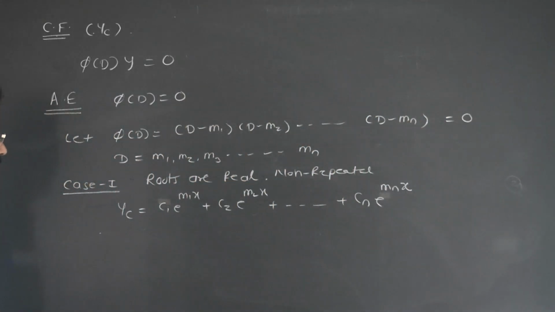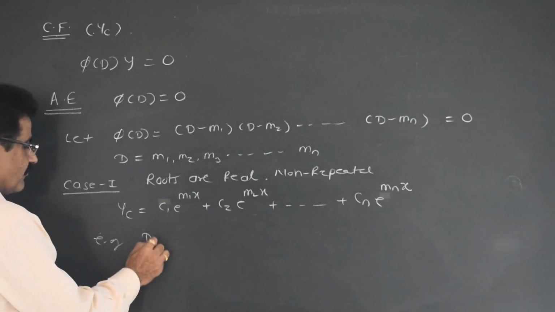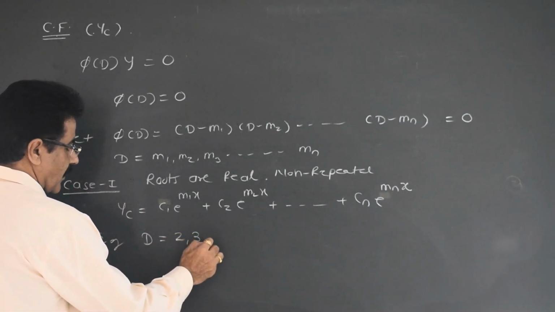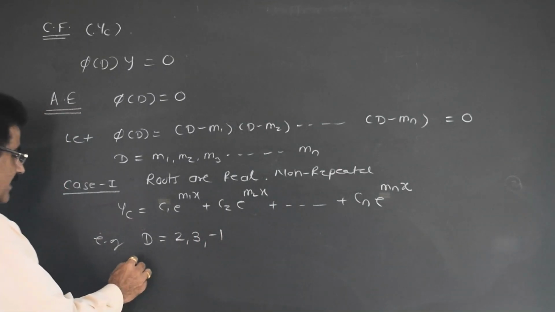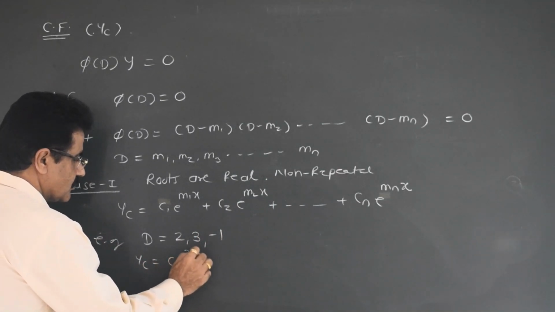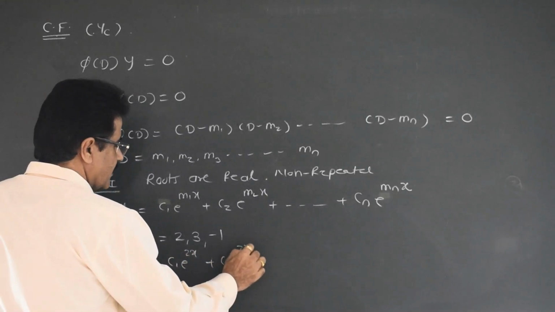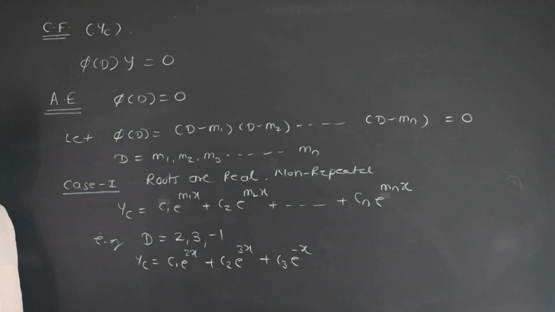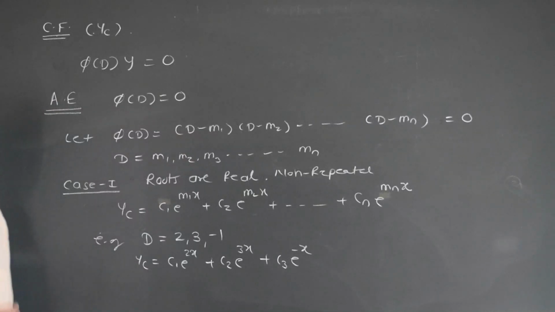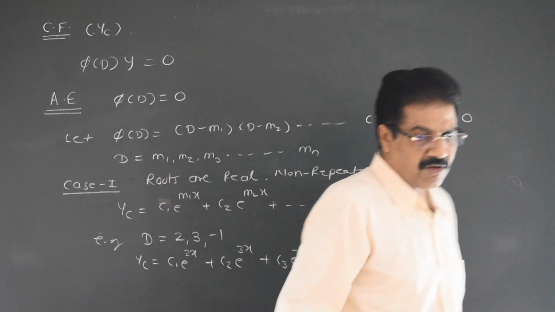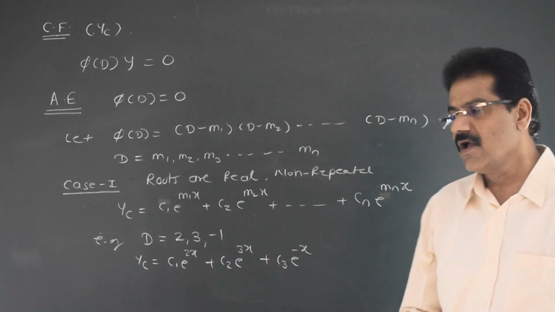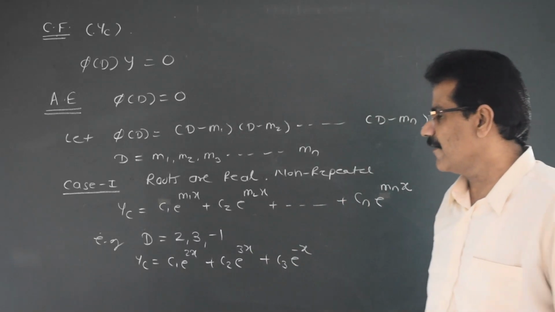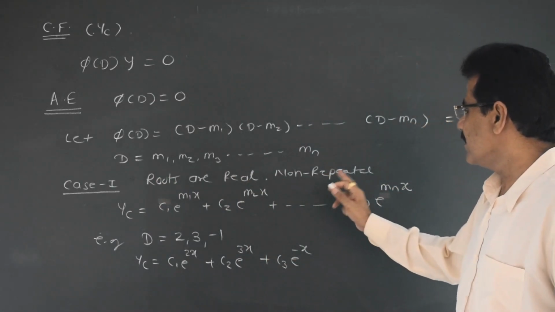What do you mean by real and non-repeated? That we will see. For example, if we get values of D as 2, 3 and -1, then we can write down yc as c1 e^(2x) + c2 e^(3x) + c3 e^(-x). You can change the order of writing down this equation. Means you can also write c1 e^(-x) + c2 e^(2x), whatever you want. That doesn't make any difference whether you write the e^(-x) term along with c1 or along with c2 or along with c3. So this is case number 1 when the roots are real and non-repeated.